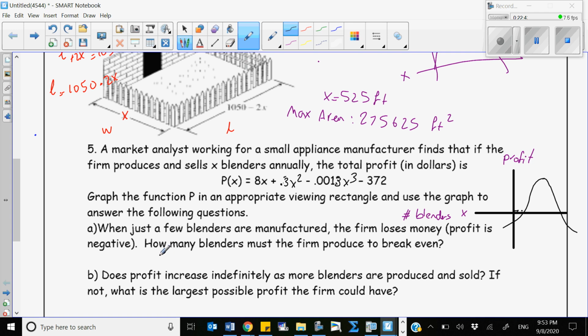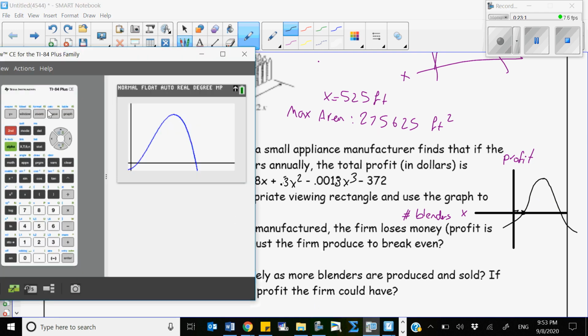Now it's asking how many blenders must the firm produce to break even? Break even means we do not have any profit and also we do not have any loss here. That means the profit is 0. It's not a positive number, not even a negative number, it's equal to 0. So that's the point that I'm looking for. I need to find the 0 of the function because at this point the graph is crossing the x-axis. So I go to second trace and number 2, which is 0. Since this is my point, I need to go to the left bound of this point. So I move the cursor.